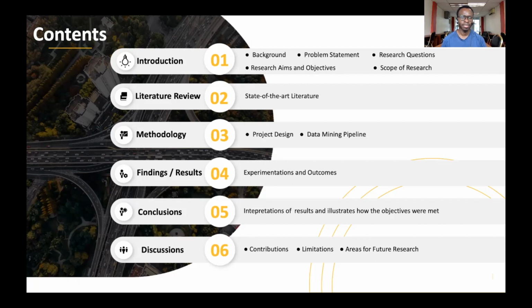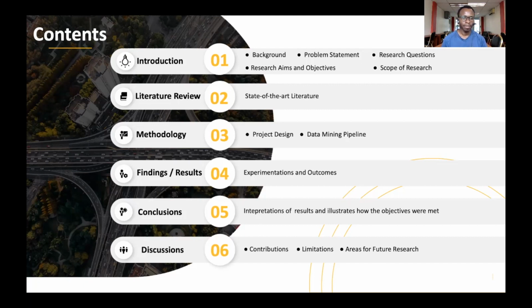Second chapter is a literature review, which is state-of-the-art literature review, which looks at various findings from different authors and understanding how these relate to the first chapter in terms of solving the research questions. How do these meet the aims and objectives, and also should be within the scope of this project.